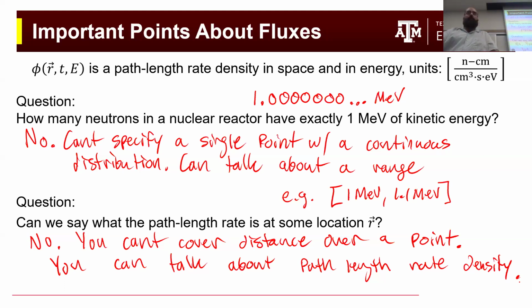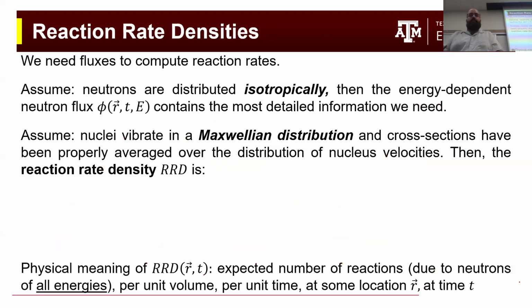Okay, so those are just some important points about fluxes. That leads us into the concept of a reaction rate density. The reason that we use the flux is because we use it to compute reaction rates. If we assume that our neutrons are distributed isotropically, then the energy dependent flux is the most complicated distribution we're going to work with in this class. And if we assume that the nuclei in our material have that Maxwellian distribution and that we've already averaged over the range of those nucleus velocities, then we have a relatively simple equation that we can use to talk about the reaction rate density.